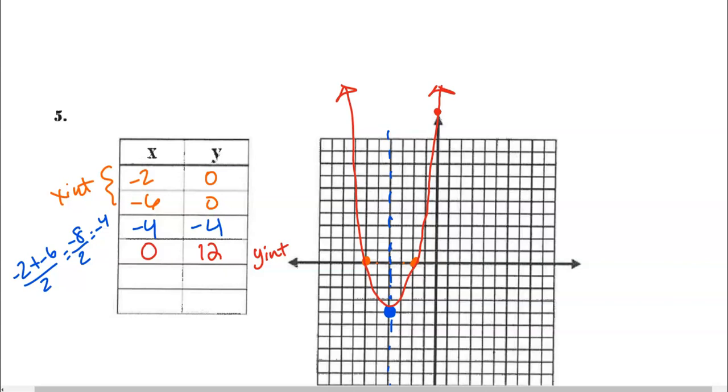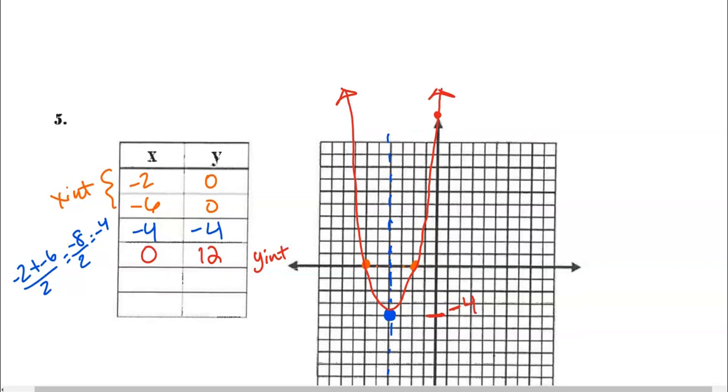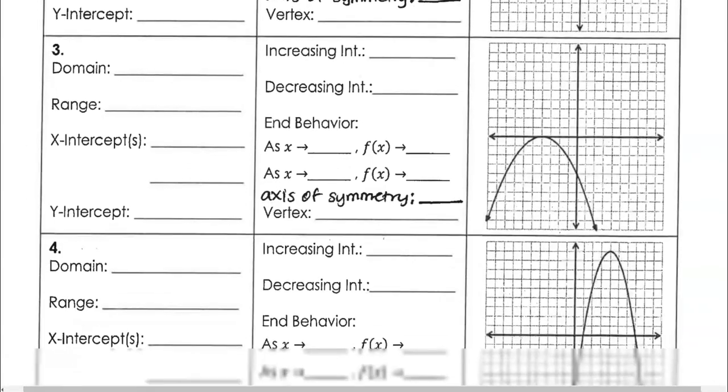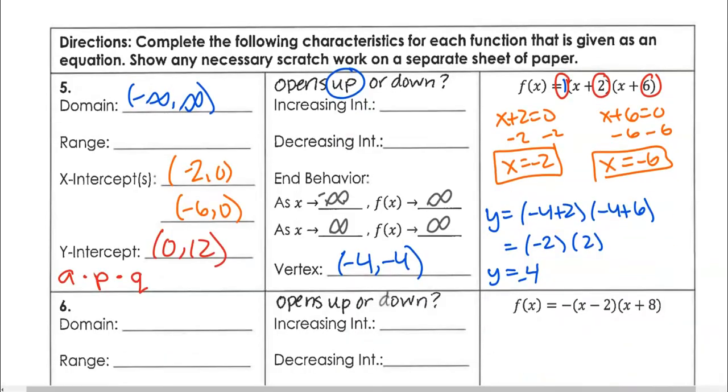You want to do range? Yeah. All right. Is my vertex on the bottom, right? How low do my y's go? Okay, it goes as low as negative 4. Are all of the other y's above or below that? Above it. So all of my y's are greater than or equal to the vertex where my y is negative 4.